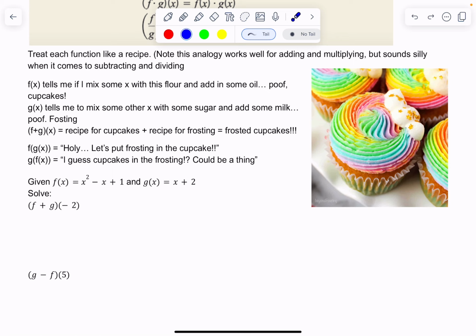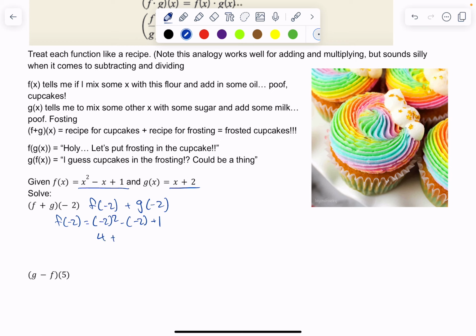f plus g of negative 2. That's the same as me saying f of negative 2 plus g of negative 2. All right, let's do them one by one. f of negative 2 equals, this is my set version, so negative 2 squared minus negative 2 plus 1. That's going to give me 4 minus, so that's plus 2 plus 1. That gives me 7. All right, that's not too bad.